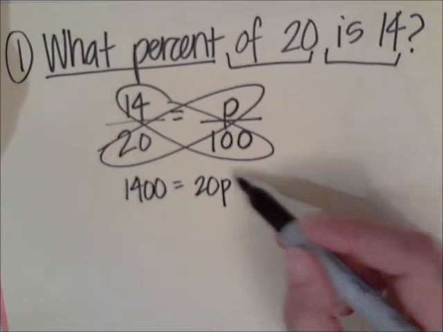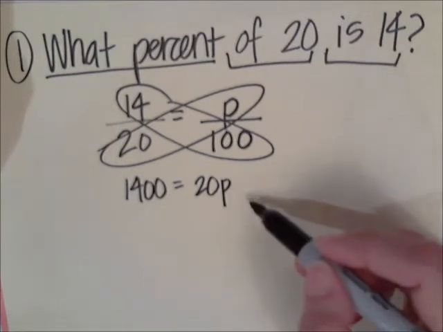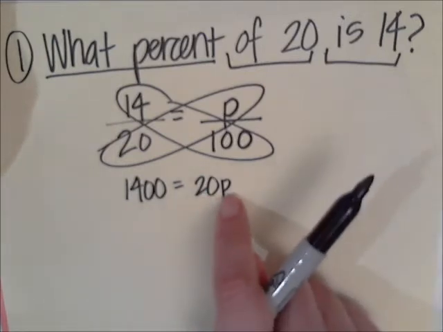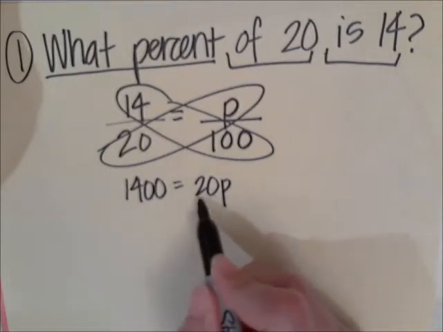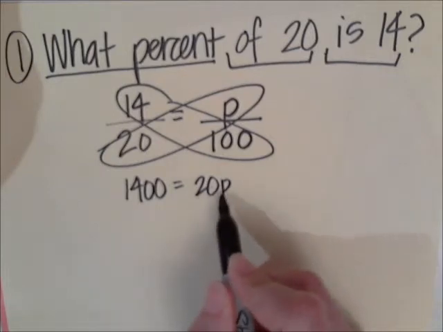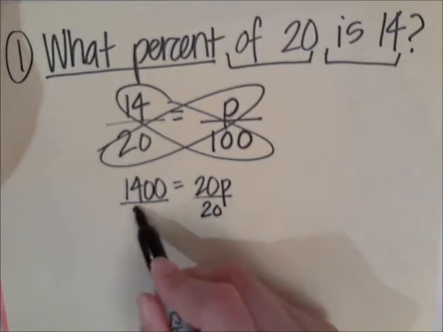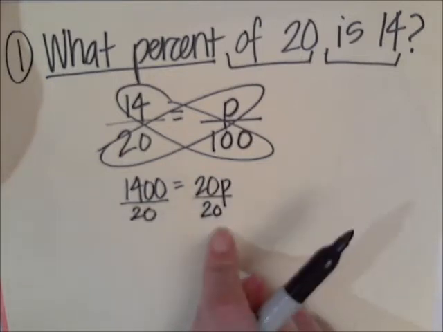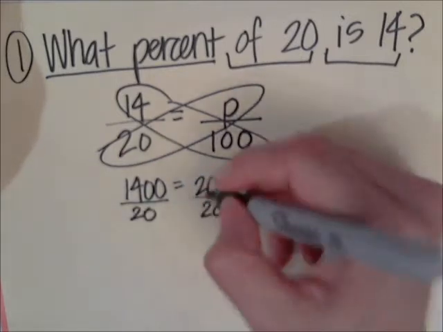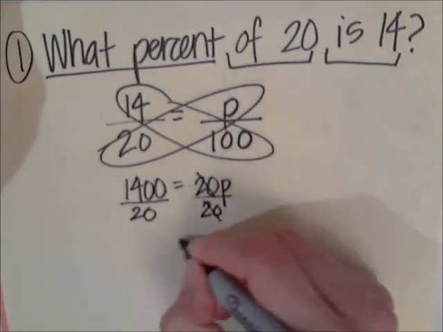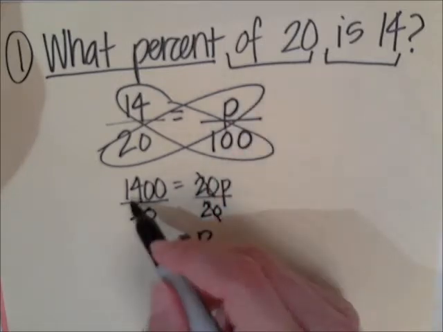So now, pretty good so far, but I don't quite have p on its own yet. So I have 20 times p, and I need to undo this. The opposite of multiplication is division. I'm going to divide both sides by 20, because what I do to one side of the equation, I have to do to the other. I'm going to cancel out the 20 on this side, get p on its own.